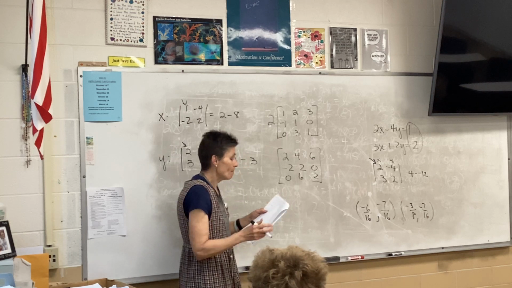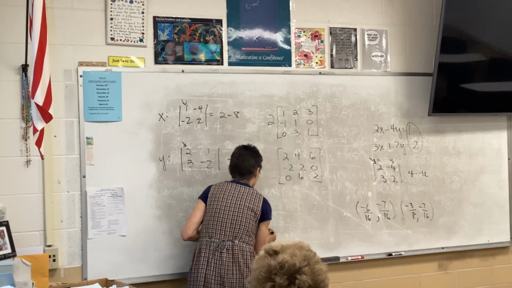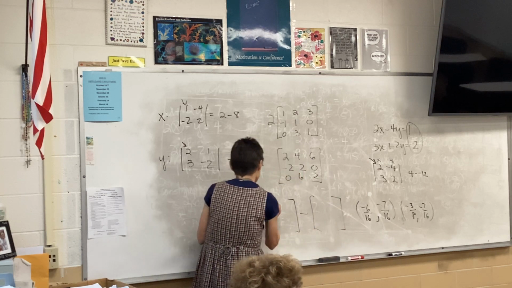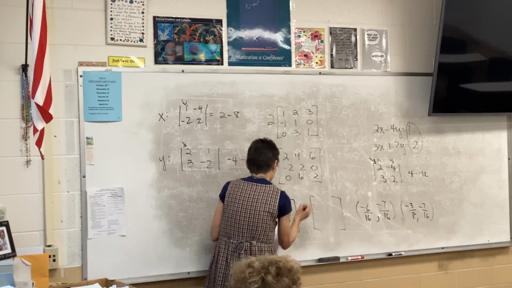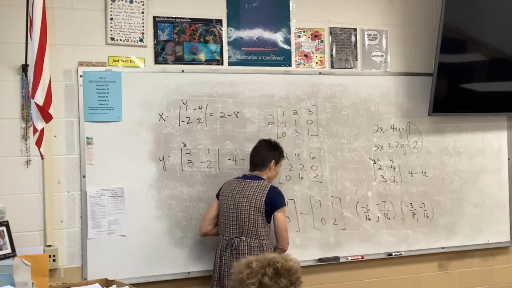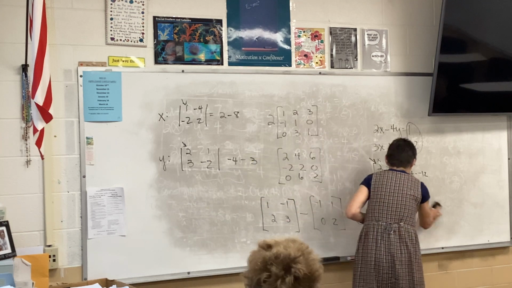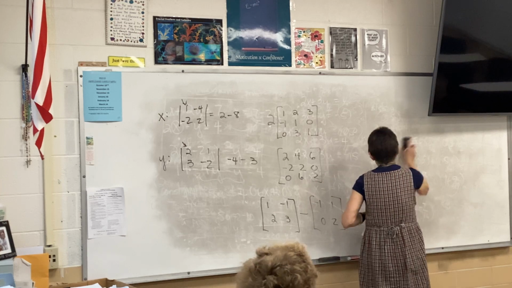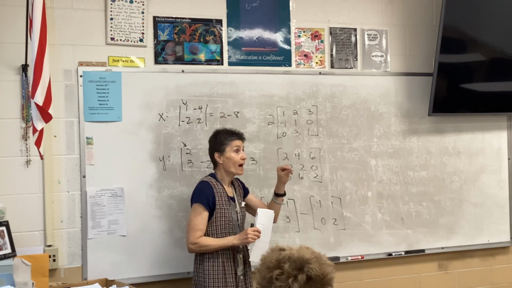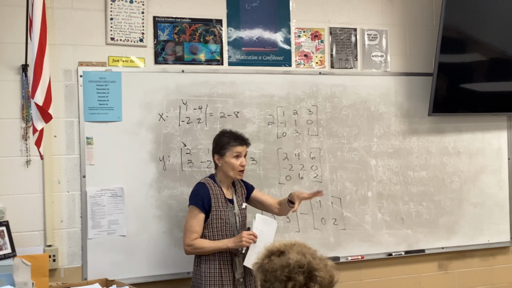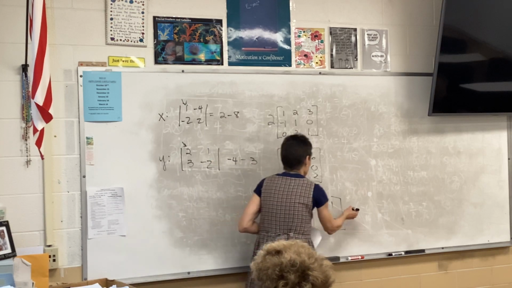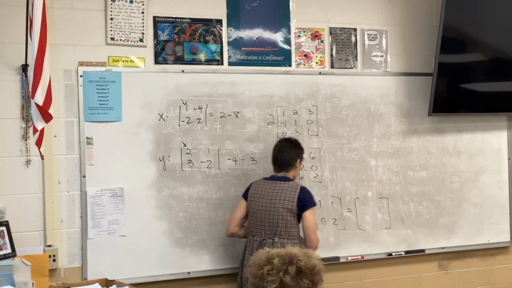All right, B minus C. Can I subtract matrix B minus matrix C? Is that a doable problem? Yes. Why? They're both the same size. Now, guys, they do not have to be square. They just have to be the same size. And then we just subtract entry by entry.